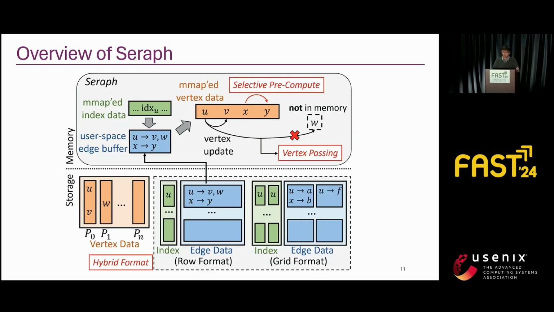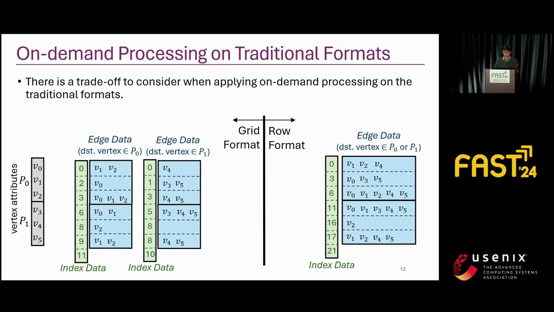For the first technique, we will explain the hybrid format. But before introducing it, we need to talk about its motivation: why we cannot just use the traditional format to store the graph data, and why we need to invent a new format. The reason is that there is a trade-off to consider if we apply on-demand processing on the traditional format. In this figure, the left one shows the grid format and the right one shows the row format.